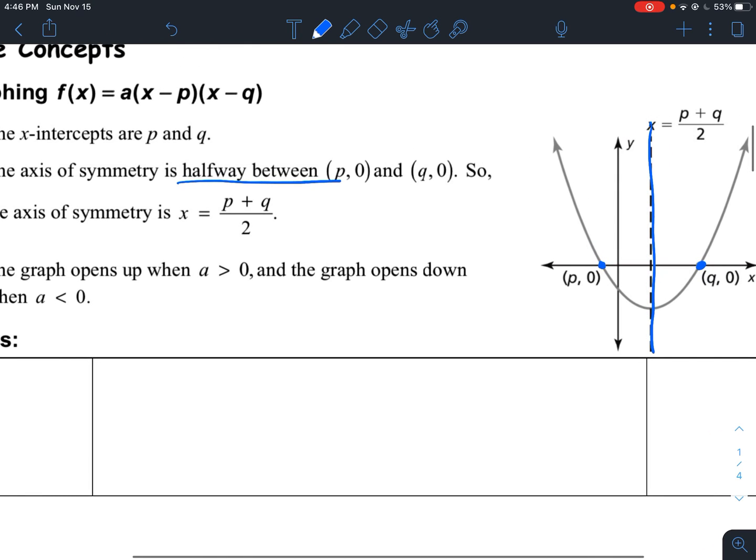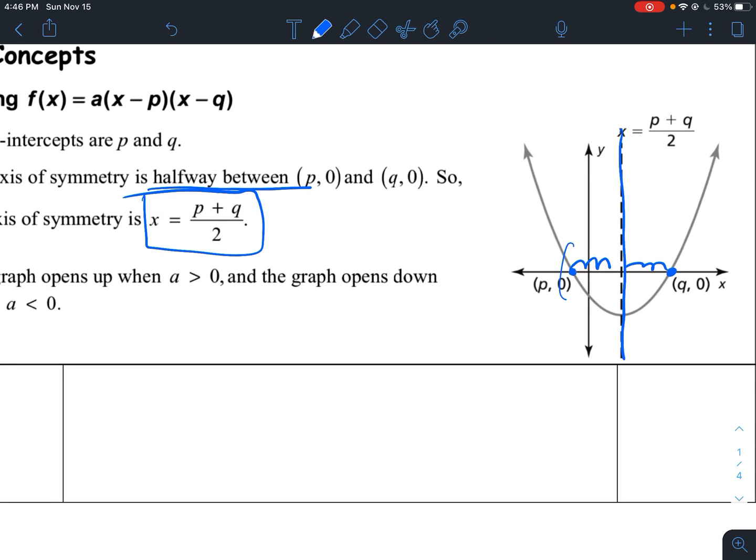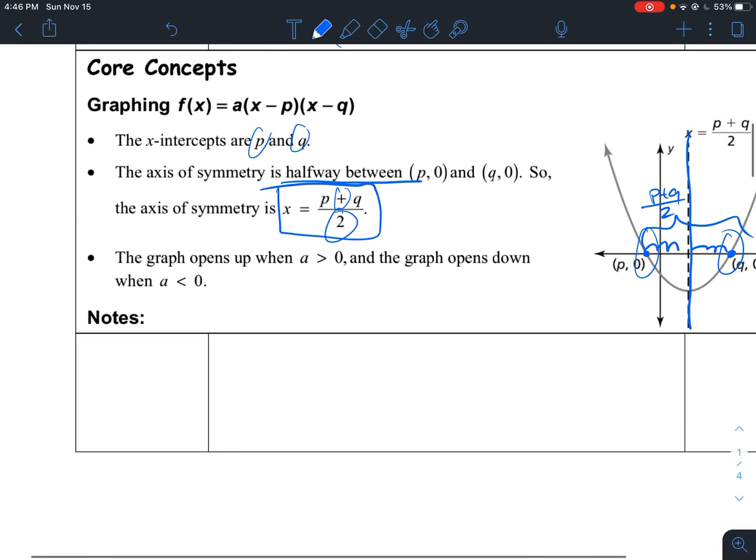So what you could do instead of counting the number of units in between them, you can use this equation right here. You take the p value, take the q value, and add them together, and that will give you the distance between them. This would be p plus q, and then you would just have to divide by 2 to find the halfway distance. And whenever a right here is greater than 0, that means it opens up, and it opens down if a is less than 0.